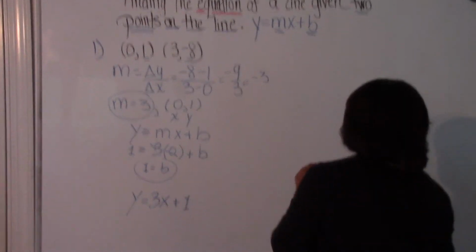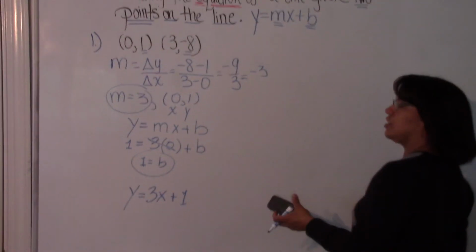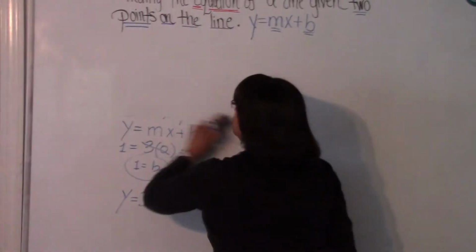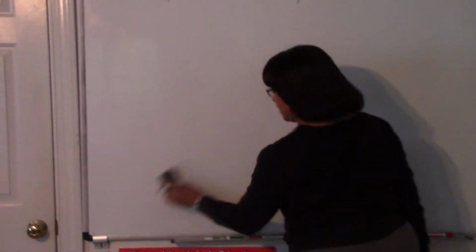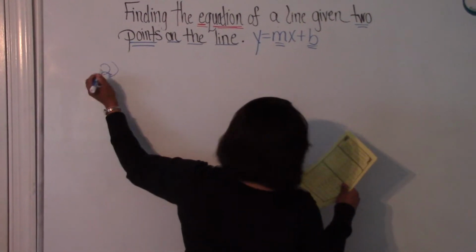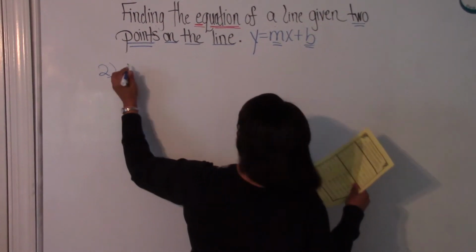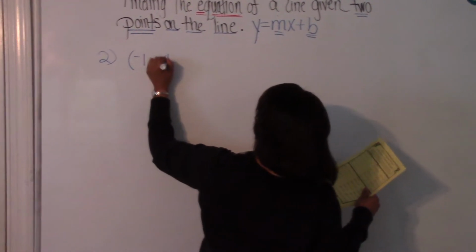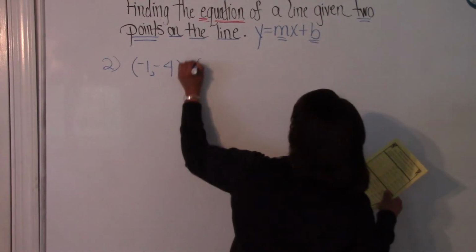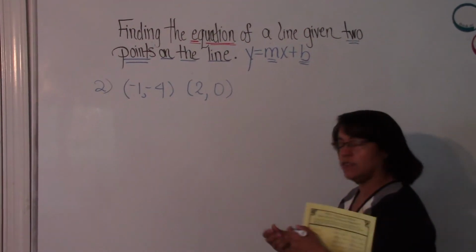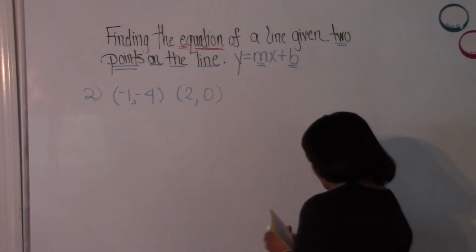Let's do one more problem like that, and just so you'll feel good about it. And then I'll let you work on your worksheets to practice. So let's go to another problem. Let's call it number 2. We have -1, -4, and we also have the point 2, 0 on the same line. We want to find the equation of the line that contains those 2 points.